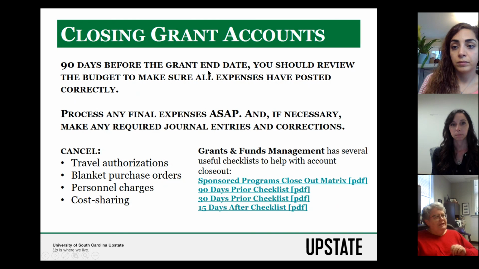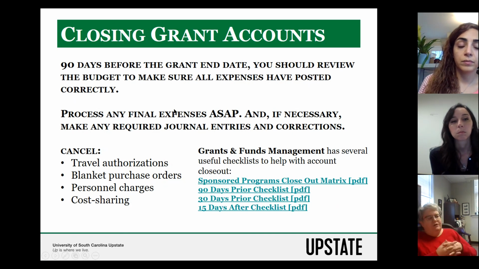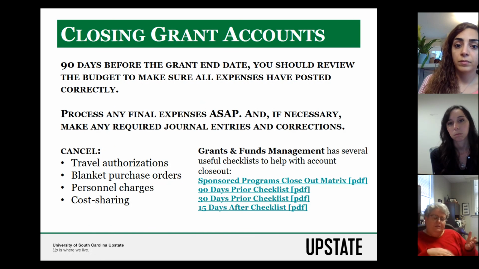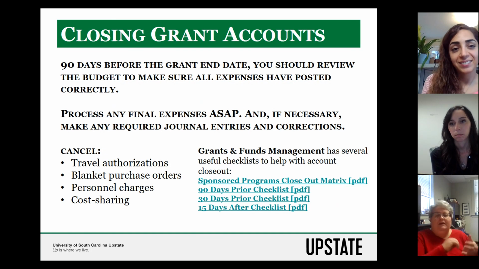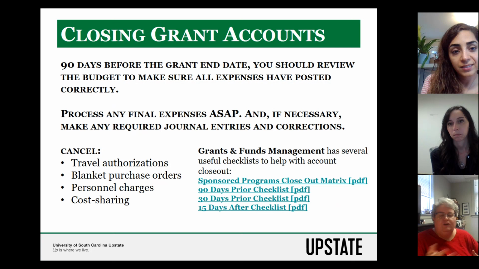So 90 days before the end date, you should start to check that things have posted. One thing that auditors look for is that they don't want to see that a lot of the money of the grant was spent right at the end. You're not supposed to say, oh, I've got this much money left, I need to spend it out. They don't want to see that, because the logic is they think if you needed it, you should have spent it earlier in the project so that you could get the benefit of using whatever you were buying. So they don't like to see that you're spending a lot of money in the last couple of months of the grant.